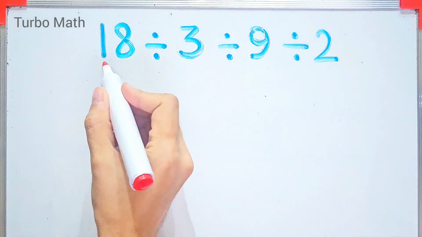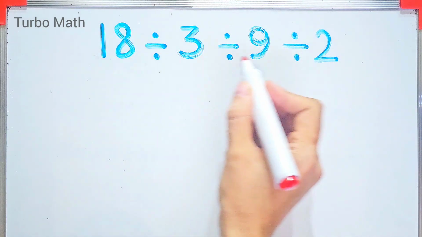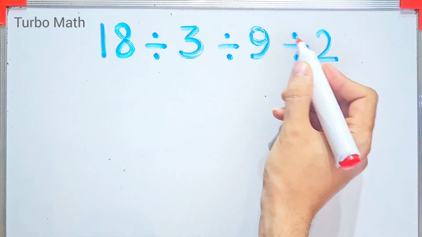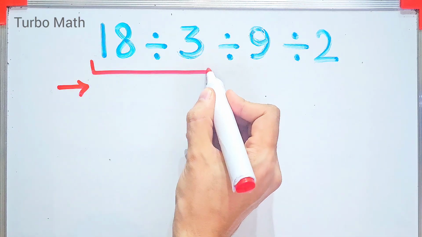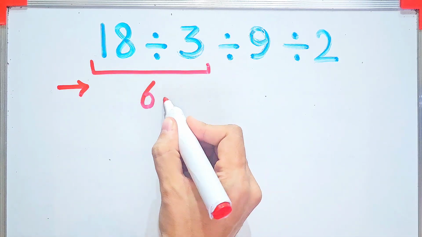18 divided by 3 divided by 9, then divided by 2. Can you solve this question? Because we have 3 divisions, we start from the left and simplify. 18 divided by 3 equals 6.